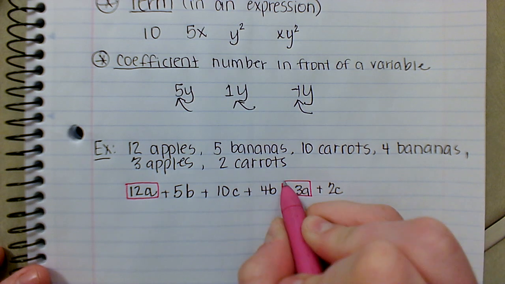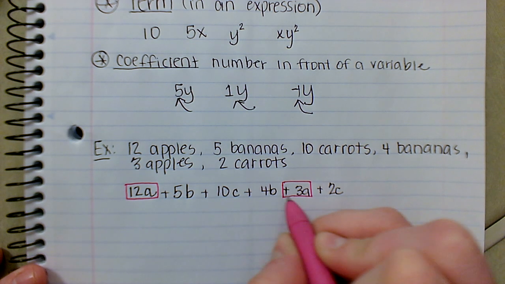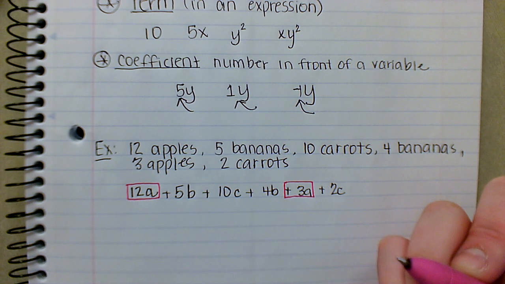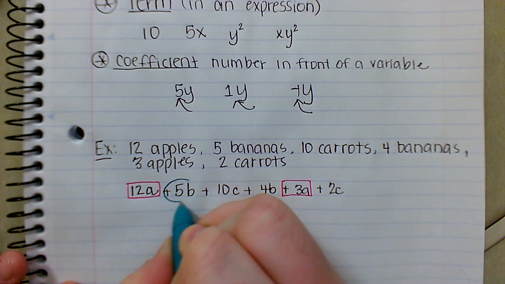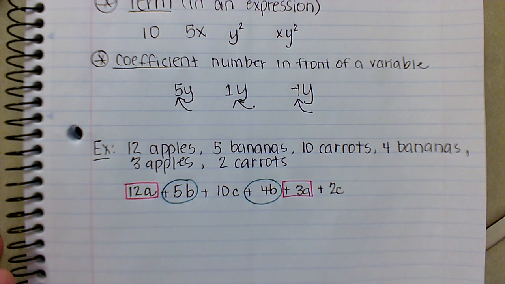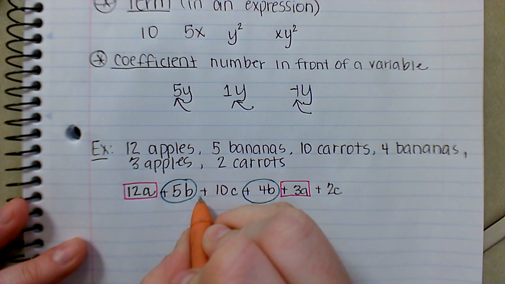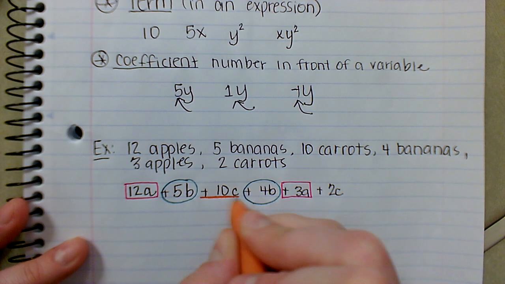And remember, if this was a subtraction sign here, you would put that subtraction sign in with the 3A because it's the sign directly in front of the coefficient. Okay, so now I'm going to circle the B's. And let's underline the C's. Pen's not wanting to write. There we go.